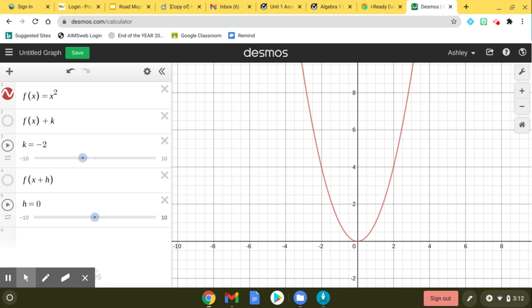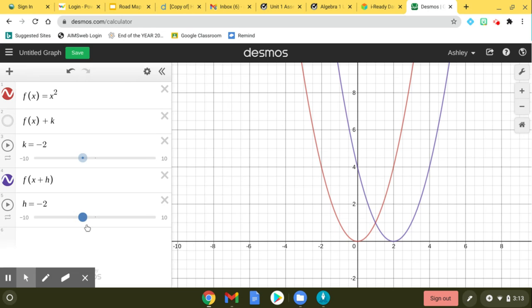If I want to add 2, or I'm sorry, not add 2, let's just say if I want to shift it to the right 2, well, that's doing the opposite of what I need to do. So if I want to shift it to the right 2, that means I'm going to need to subtract 2. And we can see that when we go like that. So now my graph has shifted to the right 2.